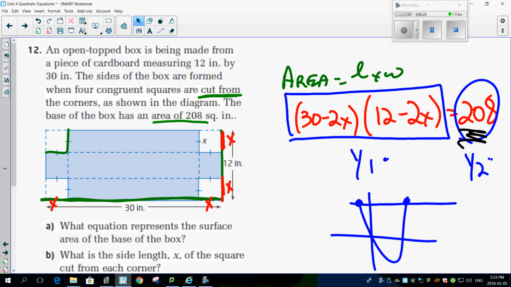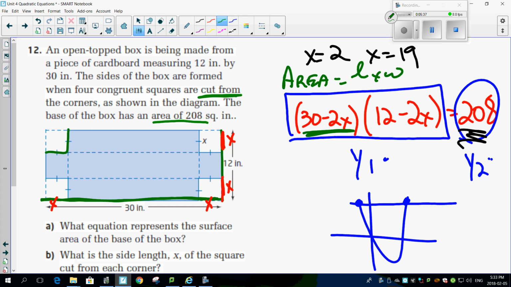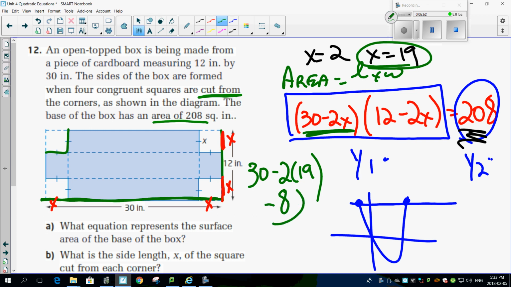So which one of those do you use? Both of them are positive. Both of them look legit. You can say x equals 2 or x equals 19. Let's figure it out. Well, probably the easiest way to do this is substitute it back into here and see what happens. If I used x equals 19, look, 30 minus 2 times 19. Well, wait, 2 times 19 is 38. 30 minus 38 gives me a negative 8 for a length. That's impossible. So the x has to be equal to 2.